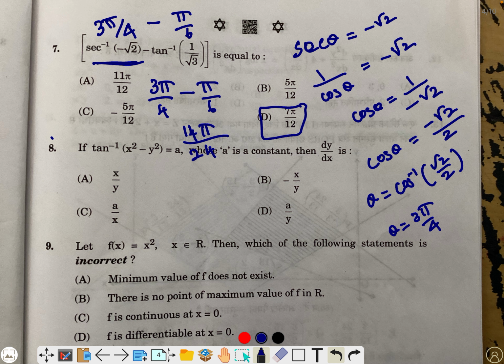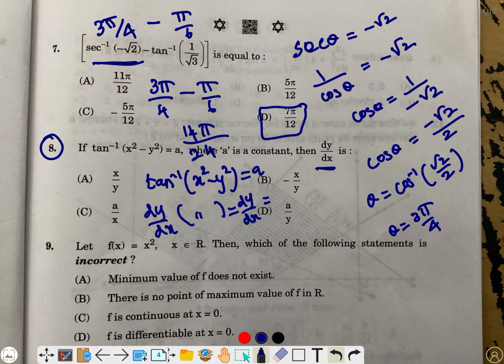Next, we move on to the 8th question. So 8th is also very easy. Here they are telling tan inverse of x square minus y square equal to a. Then what about dy by dx? So we need to find dy by dx. You just take d by dx on either side. So d by dx of tan inverse of this thing equals d by dx of a constant. So here a is a constant, which means this is going to be 0.